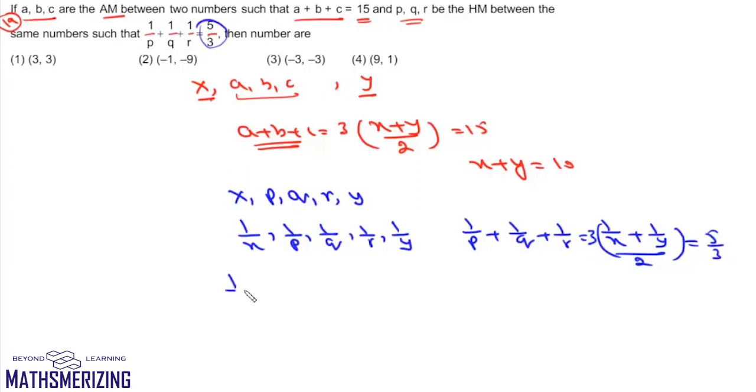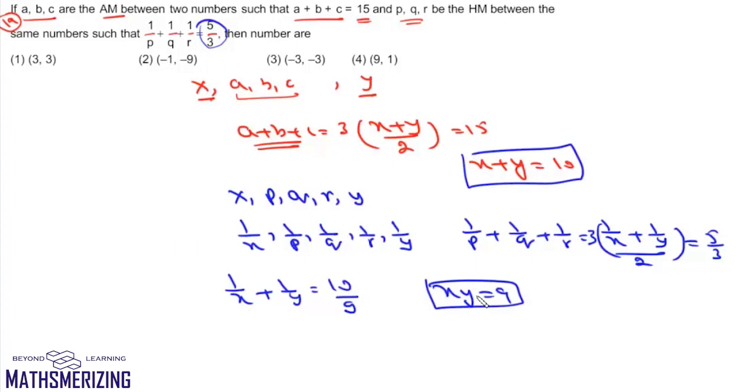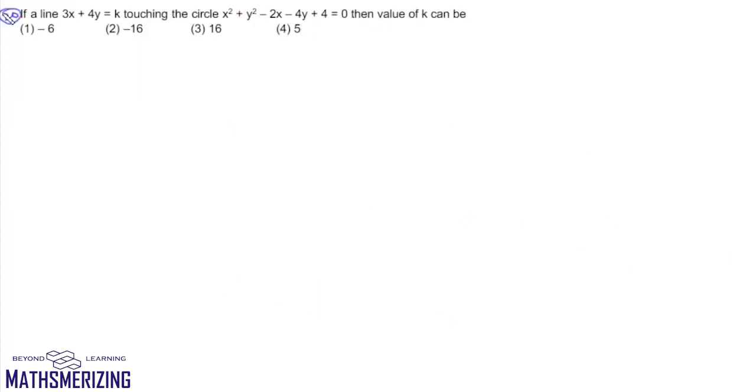So from here we'll write 1 upon X plus 1 upon Y, it will be simply 10 by 9. Now X plus Y is 10, so 10 and 10 will cancel, so we'll get X into Y as 9. So X plus Y is 10 and X into Y is 9. So I think it will be 1 into 9 and 1 plus 9. So that should be option number 4. Question number 20 is a very simple question.